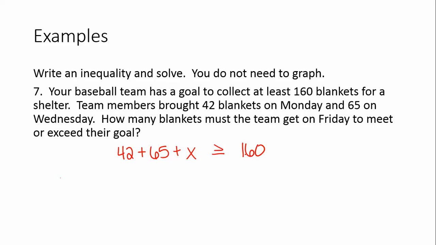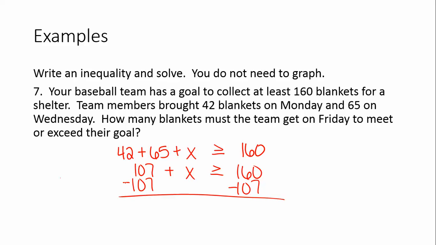So 42 plus 65, that's 107. Subtract 107 from the other side, and we get that x is greater than or equal to 53. So we need to get at least 53 blankets to meet our goal. Anything over 53 then would exceed the goal.